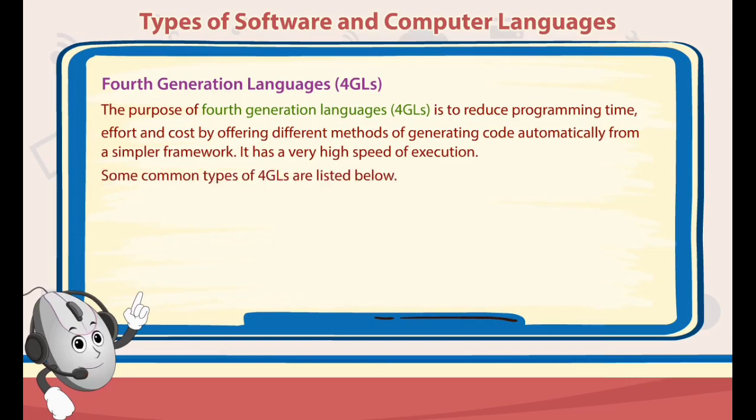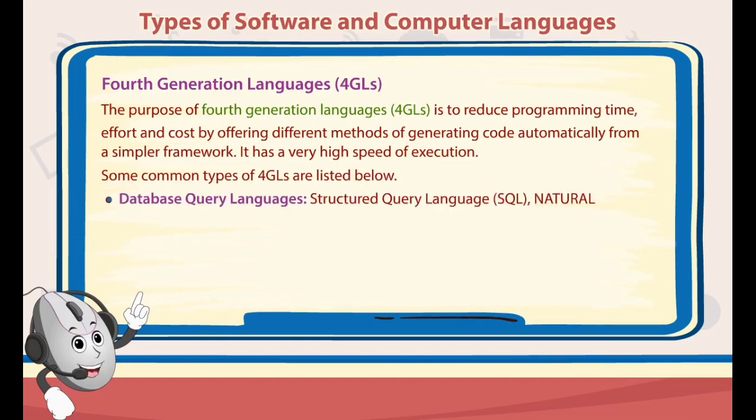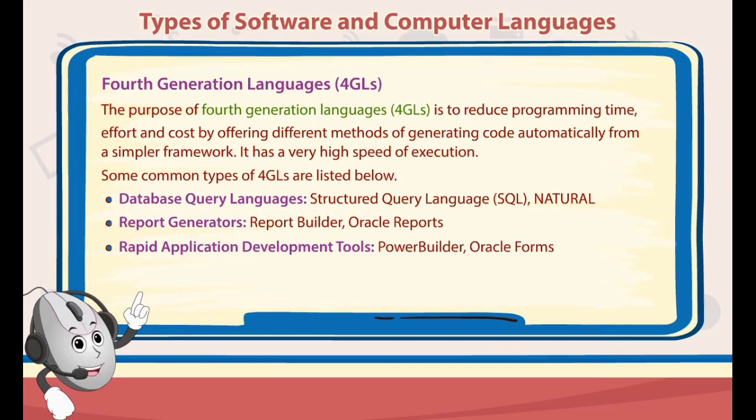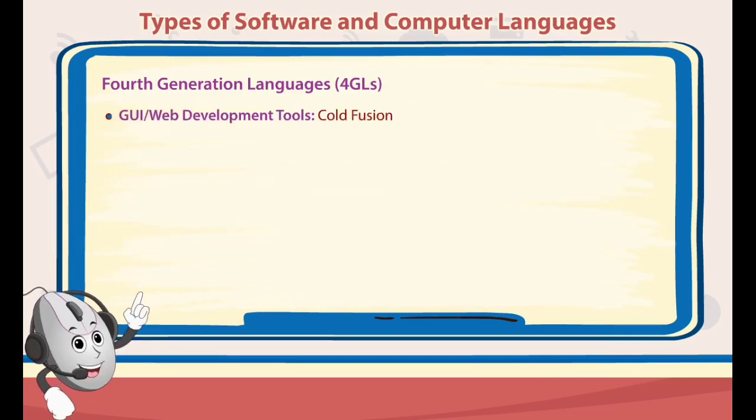Some common types of 4GLs are listed below. Database query languages: structured query language, SQL, Natural. Report generators: Report Builder, Oracle Reports. Rapid application development tools: Power Builder, Oracle Forms. Table-driven codeless programming: eDeveloper. GUI web development tools: Cold Fusion.